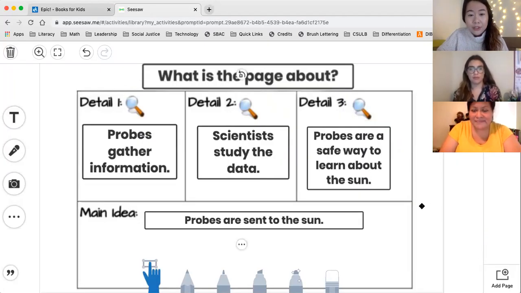So as you can see, boys and girls, all three details, if we read it again, help us understand the main idea, which is probes are sent to the sun. And why? Because we know probes gather information and scientists study that information or that data. And probes are a safe way to learn about the sun because we know we can't do it ourselves.